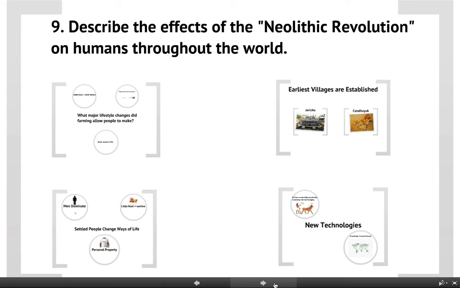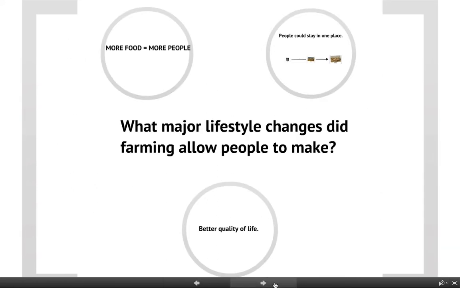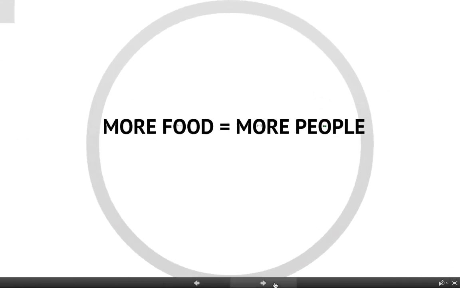So how does this change life for humans, right? That's the big thing that you need to know about the Neolithic Revolution. So here we're going to describe the effects of the Neolithic Revolution on humans throughout the world. So first of all, what major lifestyle changes did farming allow people to make? So first of all, farming allowed people to produce more food. If you had more food, you could have a larger population. You could have more people.